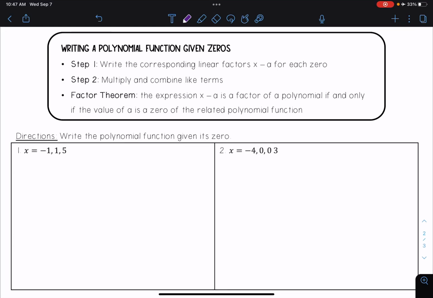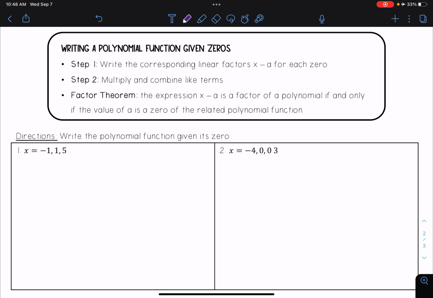In this video, we're going to talk about writing a polynomial function given zeros. So first step, we're given the zeros. So like for instance, for number 1, we have x equals -1, 1, and 5. My first step is to write the corresponding linear factors x minus a for each 0.